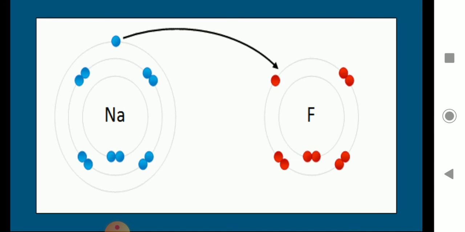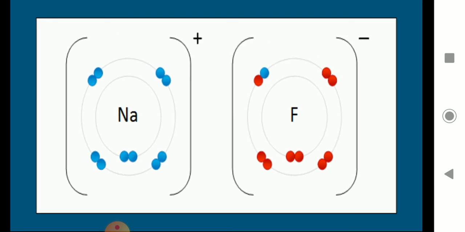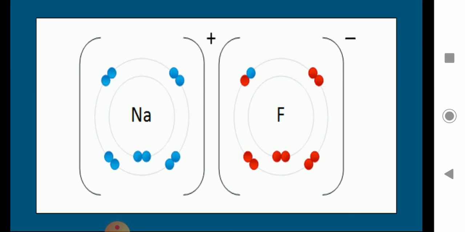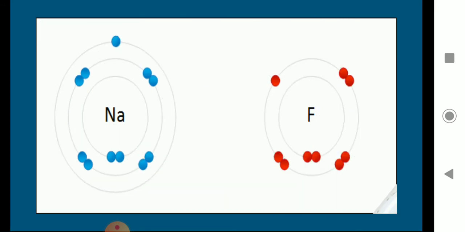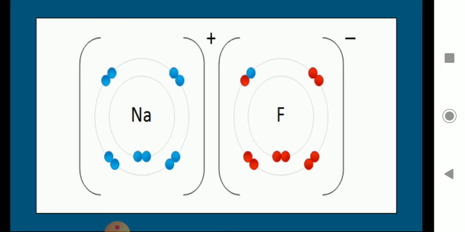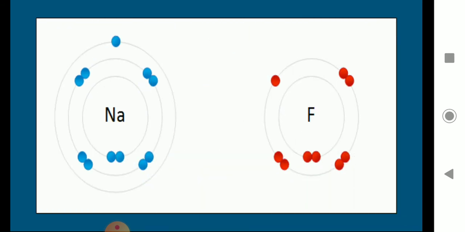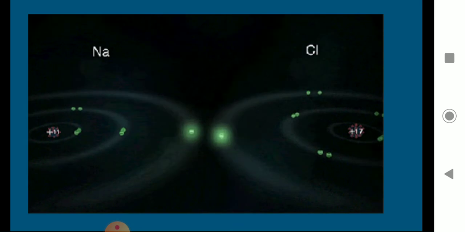Here you could see sodium and fluorine. Instead of chlorine we have taken sodium and fluorine. Again you could see sodium is giving its one electron to fluorine, and now sodium is with one positive charge and fluorine is with one negative charge.